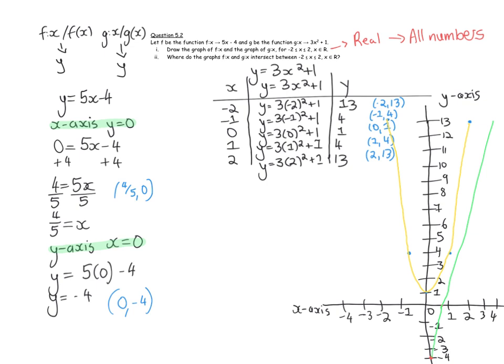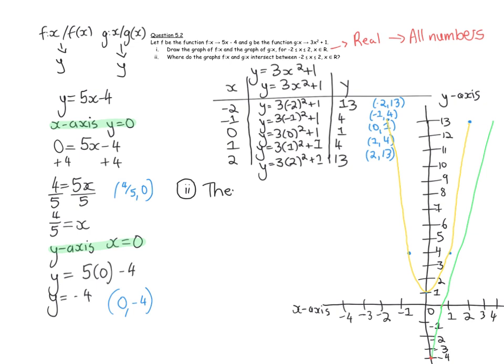Then the second part says, where do the graphs f of x and g of x intersect between minus 2 and 2, where x is an element of R? Now, a lot of people will get really worried, and start getting really stressed about this, and they would think that they have drawn the graphs wrong. But if you look at the graphs here, they don't intersect at any point. So that's all you have to say.